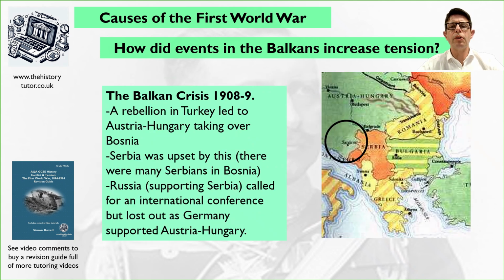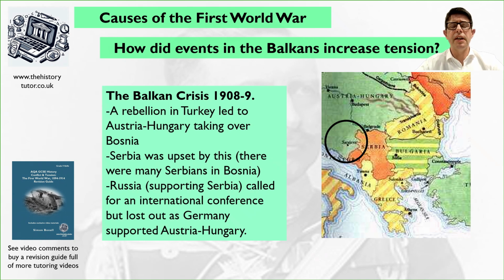So this leads to the Balkan crisis in 1908-1909. A rebellion in Turkey led to Austro-Hungary seizing control of Bosnia. Serbia was upset by this, as they'd seen Bosnia as Serbian land to take, full of Serbian people, and also they were Slavic people, not Austrian or Hungarian people.